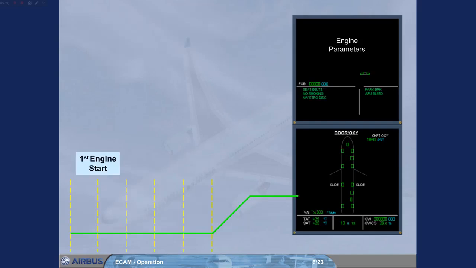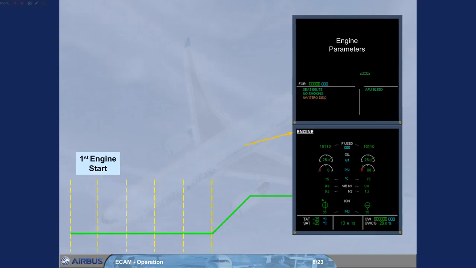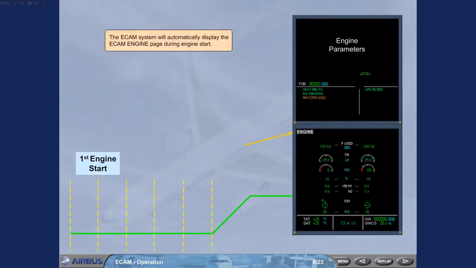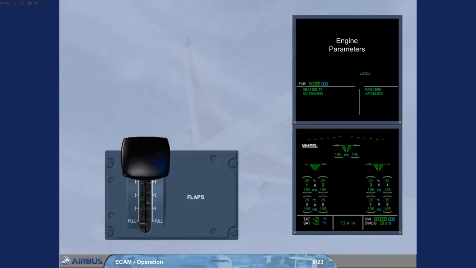The Ecam system will automatically display the Ecam engine page during engine start. The Ecam wheel page is automatically called, so that during taxi, the brake temperatures can be monitored. Part of the after-start checks involves the arming of the ground spoilers and flaps setting. We will arm the spoilers and select the flaps for you.